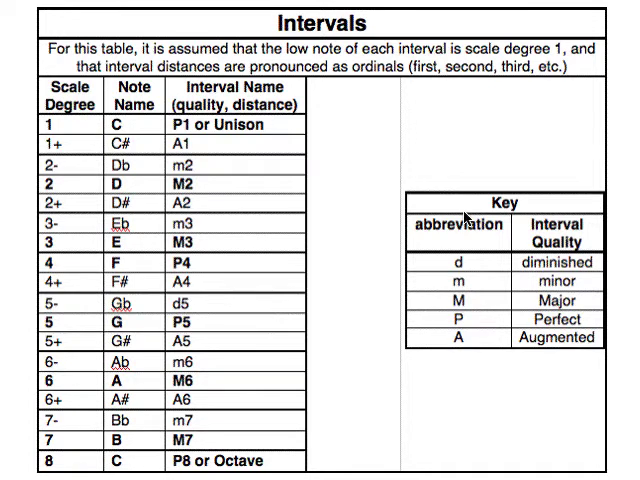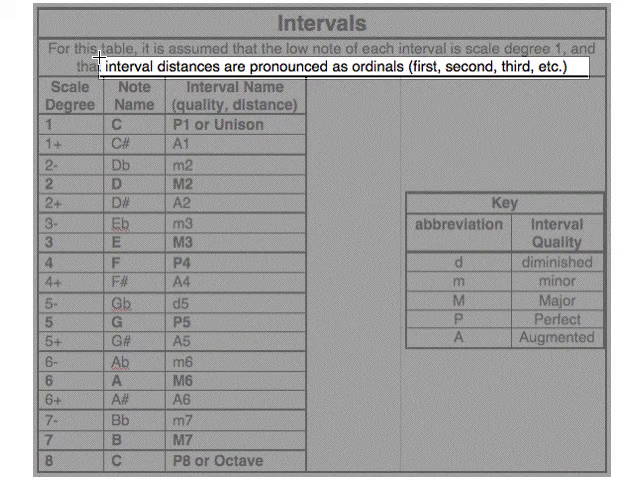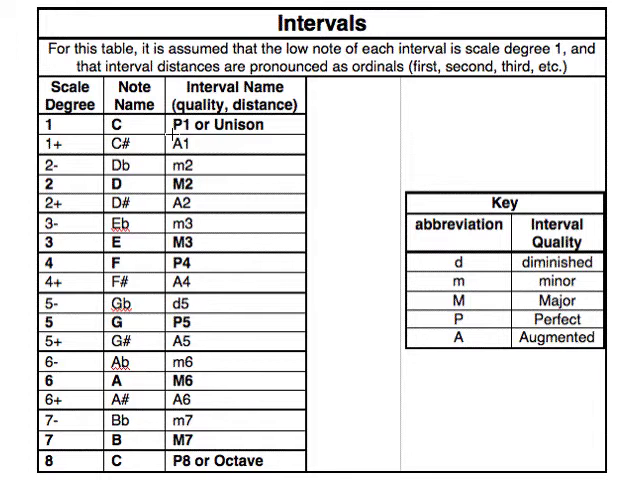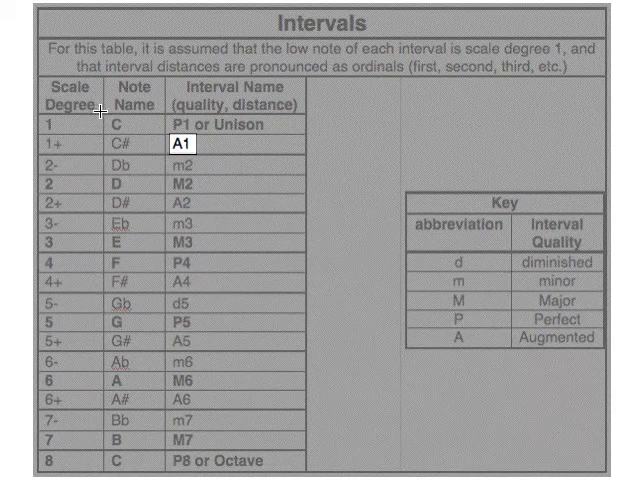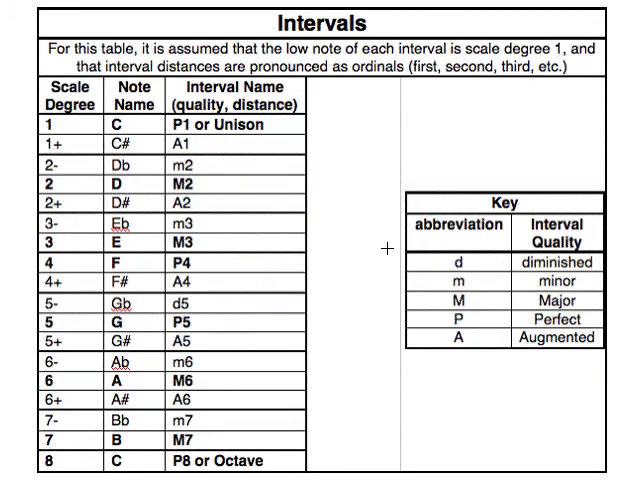numeric distance. So the way that this chart is read is little d stands for diminished, little m for minor, big M for major, big P for perfect, big A for augmented. Interval distances are pronounced as ordinals, first, second, third, as opposed to 1, 2, 3. So for instance, I would read this interval from C to C sharp as an augmented first, A1. A augmented, 1 first.